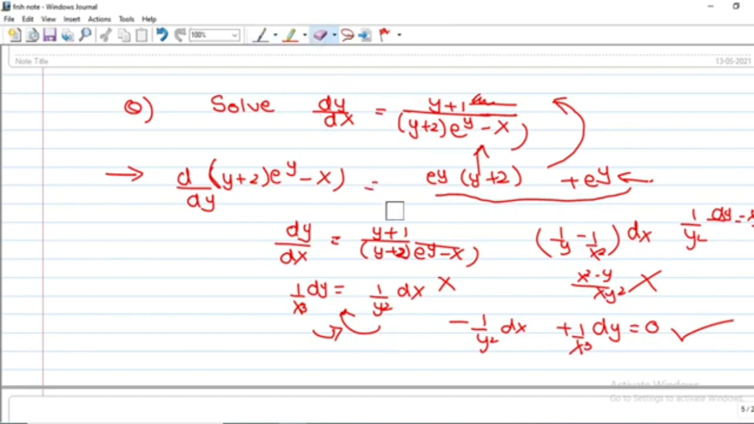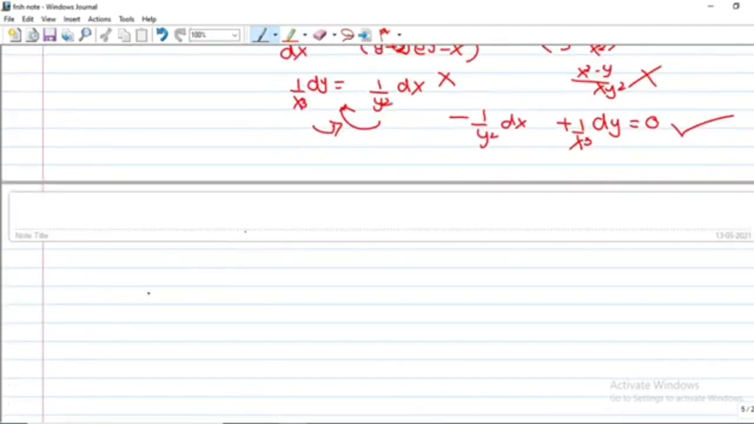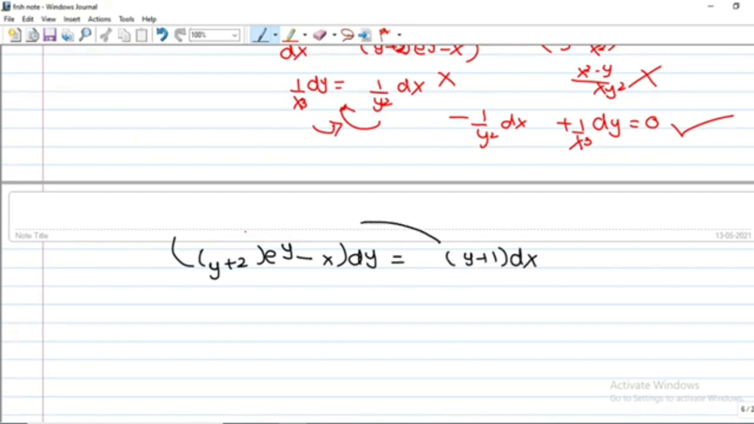Now for the timing, let's begin. So we will begin with this question. Now you know that we can multiply it. First we are going to simplify it. Simplify in what sense? We will multiply the y plus 2 e power y minus x with this. So we get (y plus 2 e power y minus x) into dy is equal to nothing but (y plus 1) dx, right?